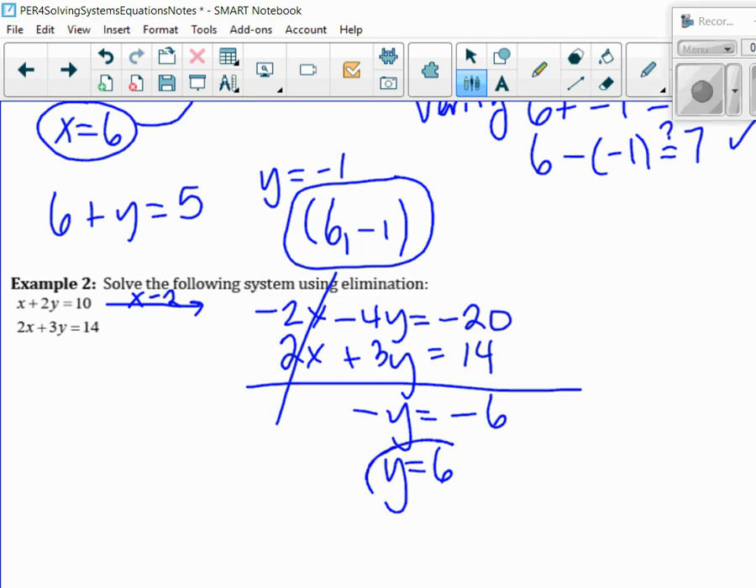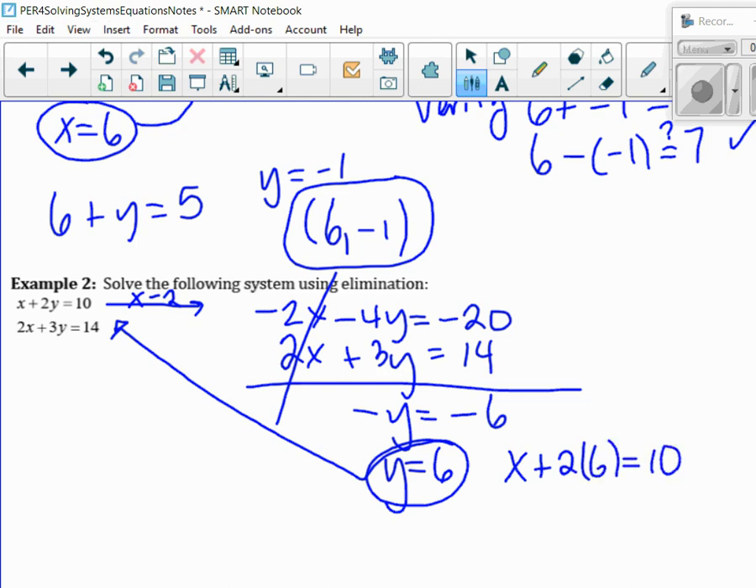And then once I'm done with that, plug it into one of the equations. It doesn't matter which one. So I'm going to do the first one. So x plus 2 times 6 equals 10. X plus 12 equals 10. So x equals negative 2. So my solution is negative 2, 6.